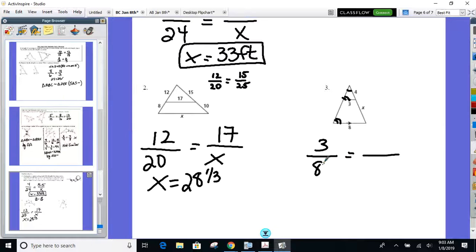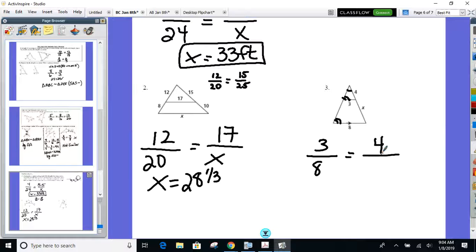Okay, I'm taking 3, which is in the smaller triangle. What other side do I know in the smaller triangle? 4. And here we go. What does the 4 match up with in the larger triangle? Is it 4 plus x? Usually I get 4x.